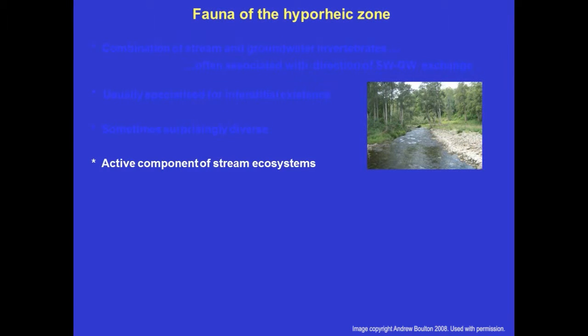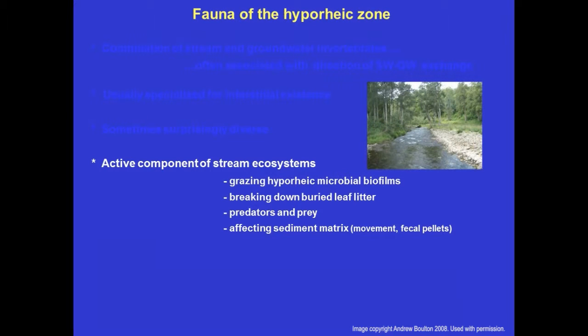And so we started growing interested not only in the diversity, but in what the actual activities were, how they were acting as a component of stream ecosystems. In a lot of cases, many of these animals are grazing on the hyporheic biofilms of microbes and all the rest of it on the particles. A lot of them are breaking down buried leaf litter that's been buried amongst the sand and gravel particles. Many of them are predators, many of them are prey for each other and for surface invertebrates. And even in their movement, they can change the whole sediment filtration processes. So in very fine sediments, as these animals travel through, they can produce little fecal pellets, and in doing so change the whole filtration processes taking place down there.